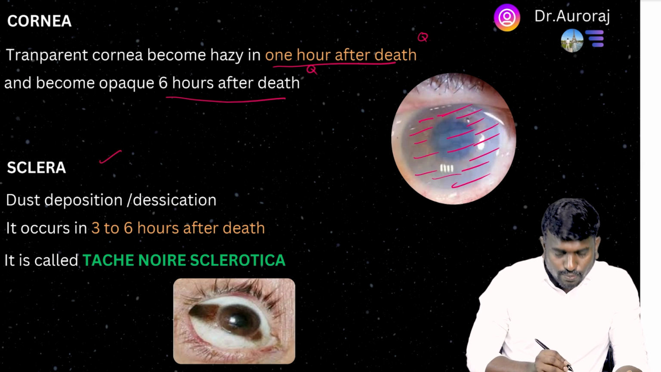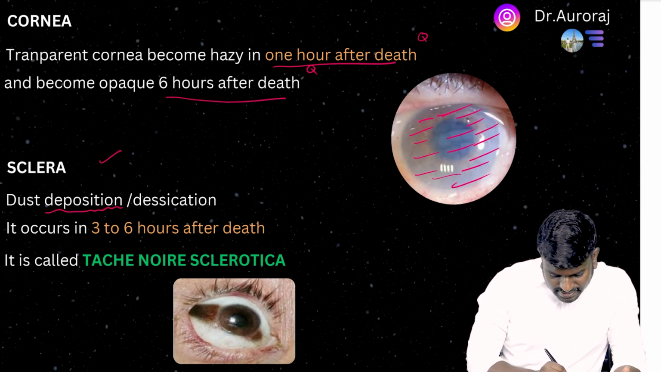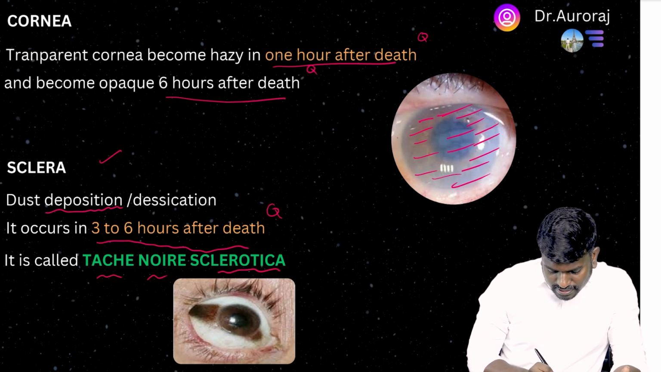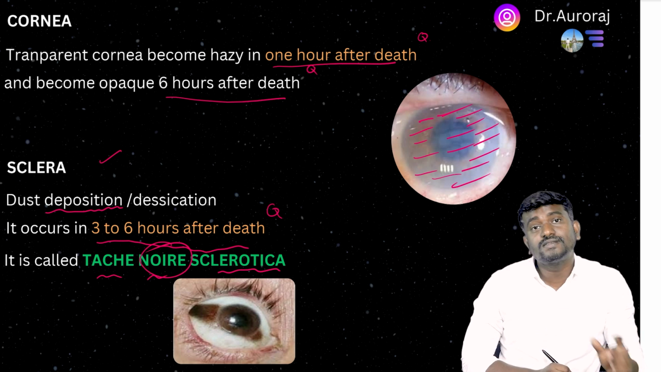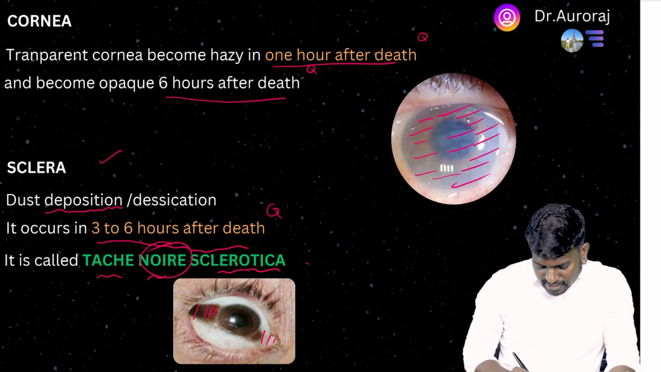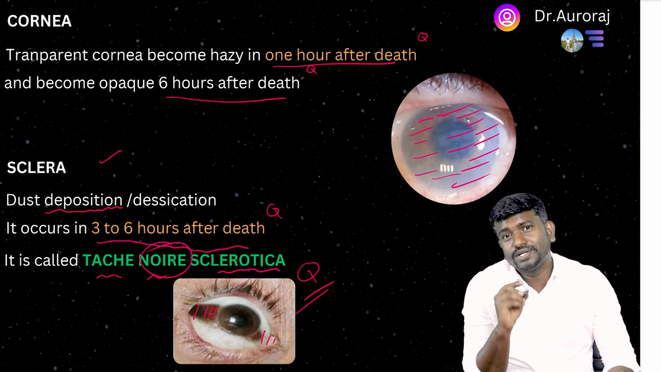Good. Now, sclera: what happens is dust depositions start to take place. It occurs 3 to 6 hours after death. Question, and this condition is called what? Tache noir sclerotica. In French, noir means black color. Remember this. This is going to be what? Tache noir sclerotica. If the examiner asks this, you are going to mark it as tache noir sclerotica.